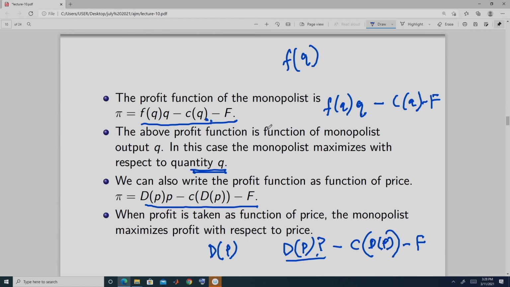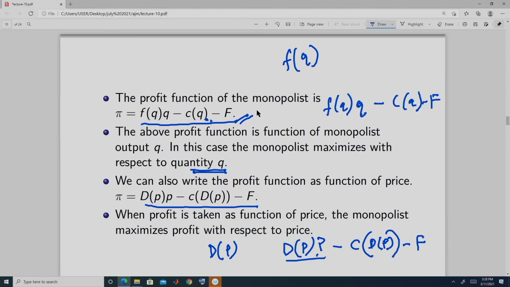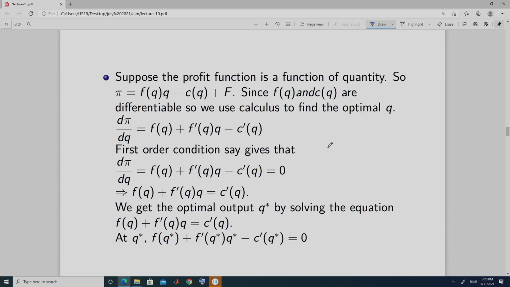Okay? Now, the monopolist is going to maximize this, and it is conventional in the literature to take this function. We generally do not consider the other function. So, the monopolist decides the output, and the corresponding monopoly price is determined based on the demand curve. Okay? So, suppose this is the profit function. And we know this inverse demand curve and this variable cost function are differentiable. We have assumed that. So, we now use calculus to find the optimal Q.